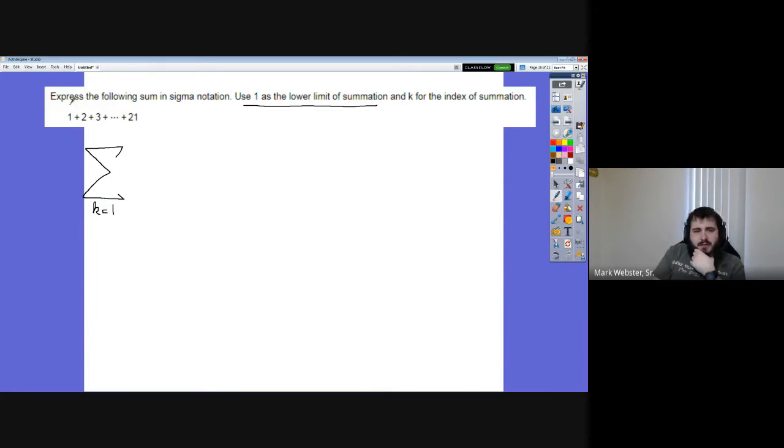So if we look at this pattern here, it's going from 1 all the way to 21, right? So how many terms are there going to be? 1, 2, 3, 4, 5, 6, right? All the way up to 21. So there's going to be 21 terms from 1 to 21, right? So now the question is, how do we write the index term in terms of what we want to put here?